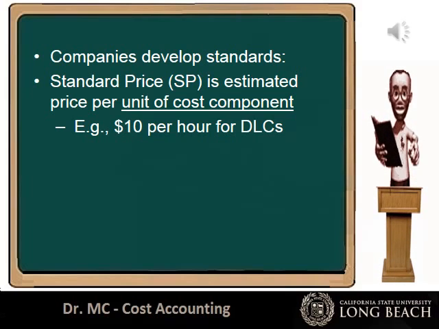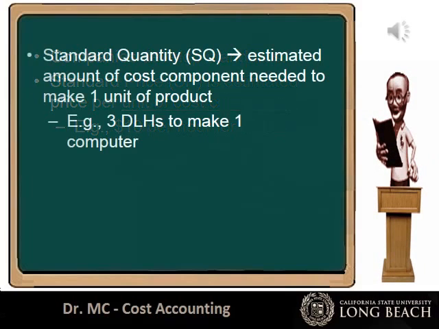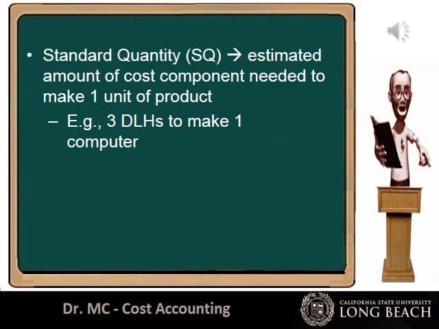not $30 per shirt. The standard quantity is the amount of a cost component that your firm thinks that it will take to make one unit. For example, your firm may budget that it takes 3 direct labor hours to make one computer. That would make 3 direct labor hours the standard quantity for one unit.